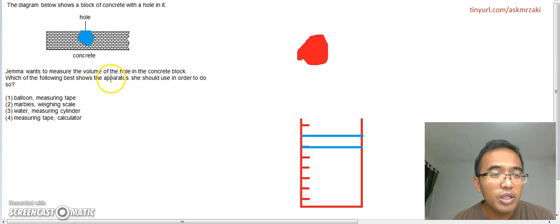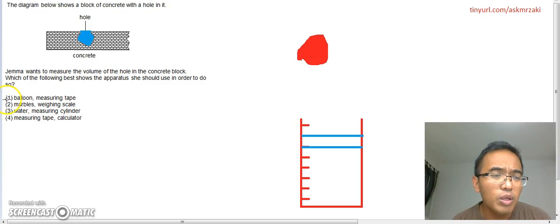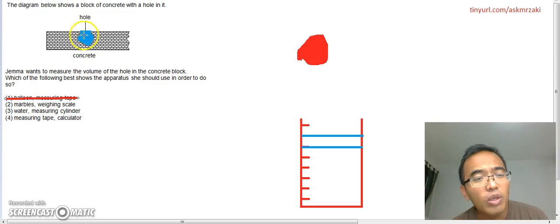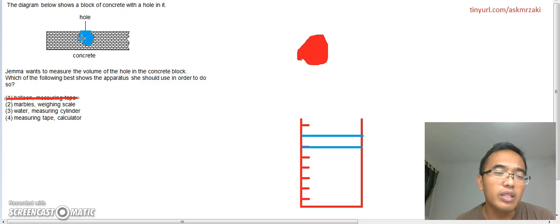Now Gemma wants to measure. So with that explanation, what do you think Gemma can use? Can she use a balloon and measuring tape? I don't know how you can use the balloon with the measuring tape, because if you were to blow the balloon here, you're going to have a hard time, because the air trapped in the concrete would not allow the balloon to be fully inflated. Furthermore, air can be compressed. So regardless of how much air you pump in, it will not tell you exactly the volume of the hole.